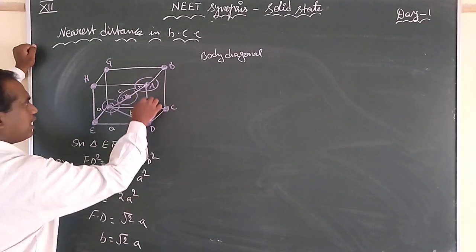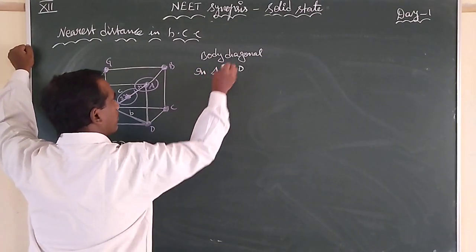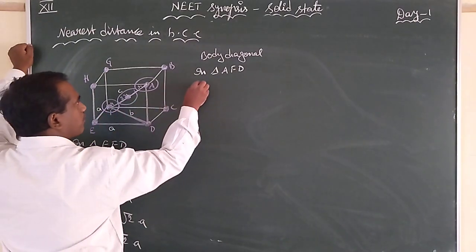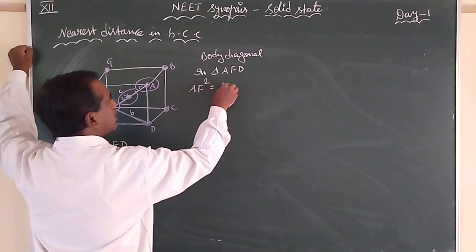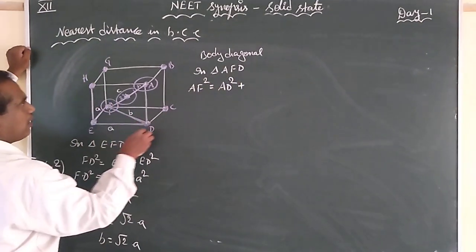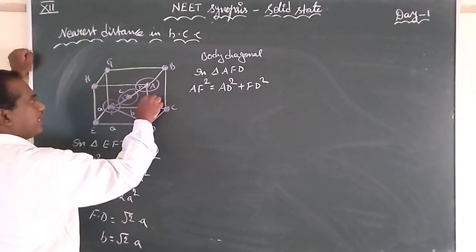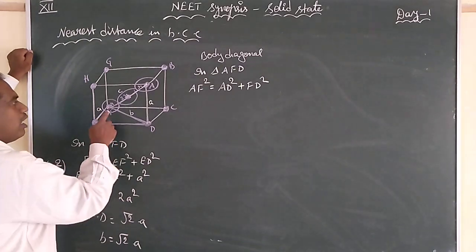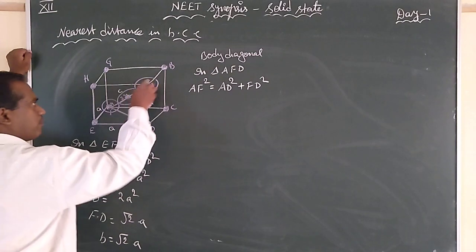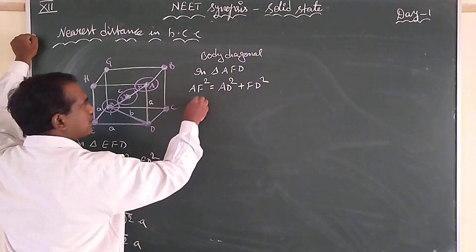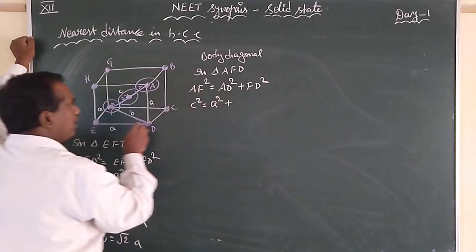Now you see in the triangle AFD, AF square is equal to AD square plus FD square. How much is the AD value? AD is A, the edge length. How much is FD? This is B. So AF, I am calling it C. So C square is equal to AD square plus FD square, which is A square plus B square.